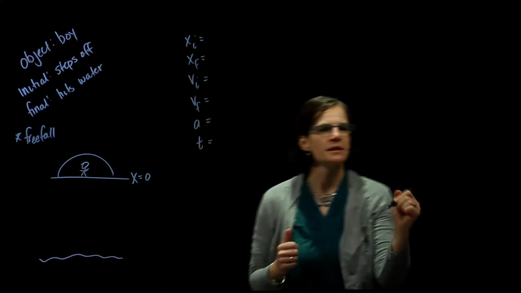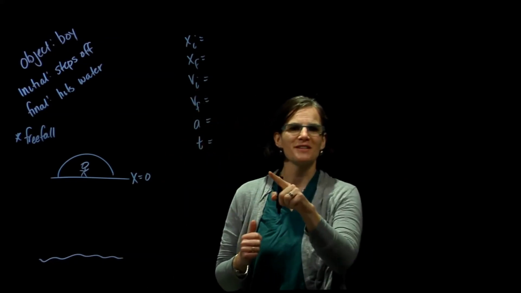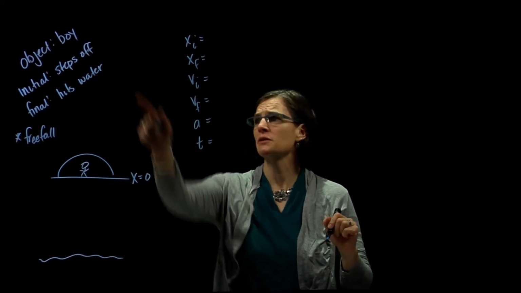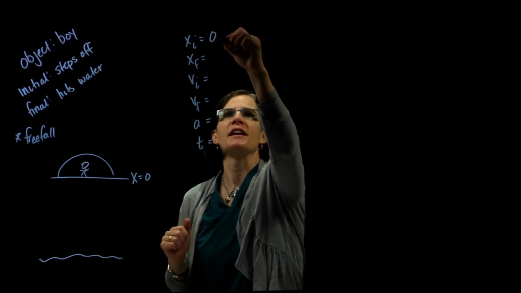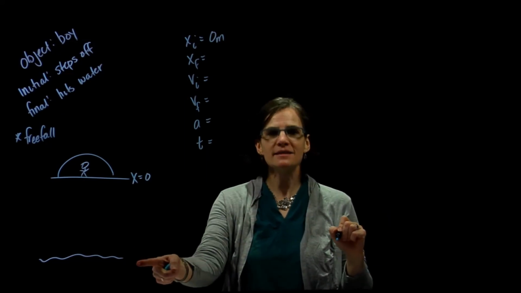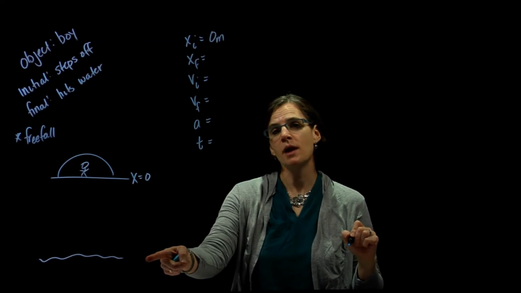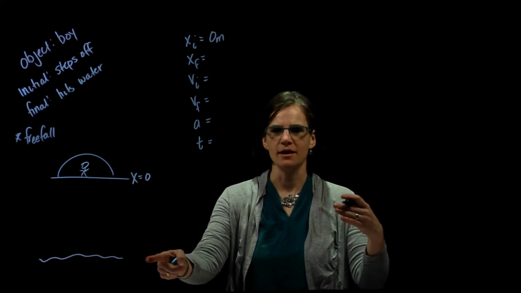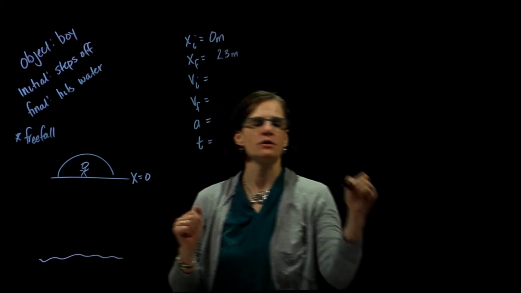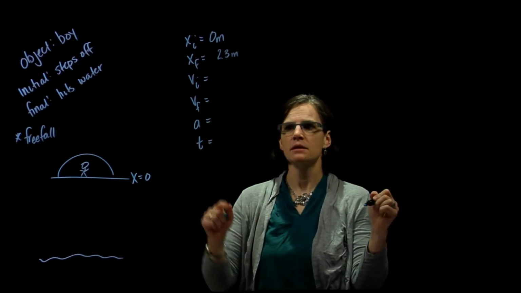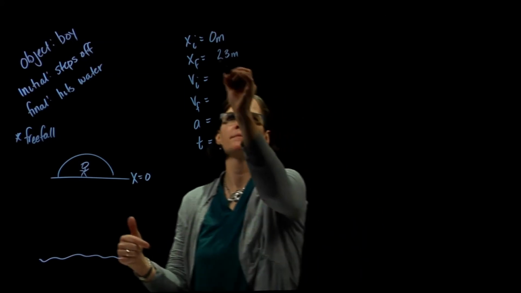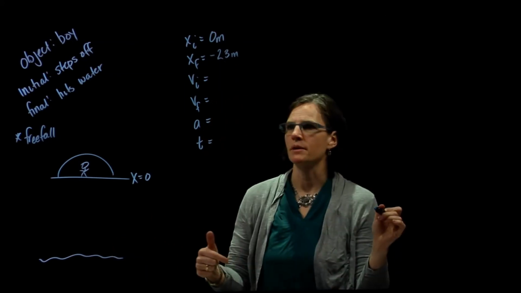And feel free always to pause the video and do your list and then check to see if you did it right. All right, x initial is where he steps off the bridge. I've defined that as 0. X final is when he hits the water. And we are told in the problem that the bridge is 23 meters high. So we know x final is going to be at 23 meters. But is it positive or negative? Well, it's below the origin. So we're at negative 23 meters.